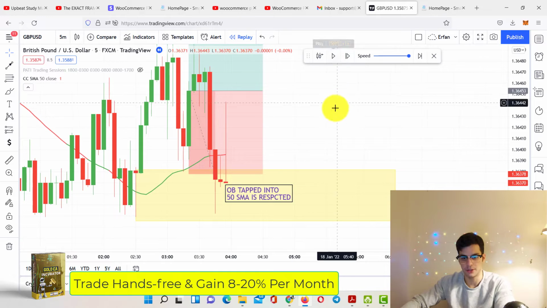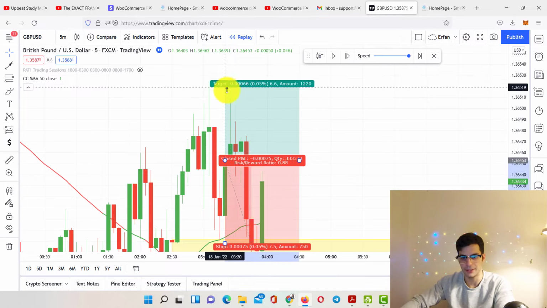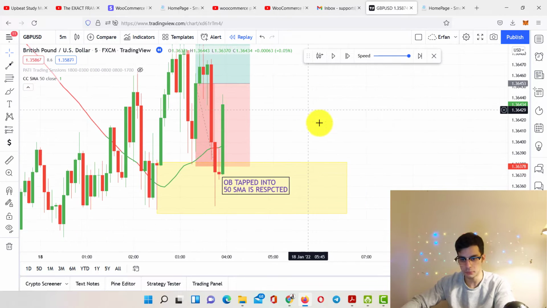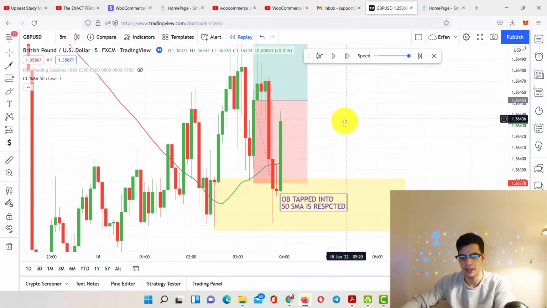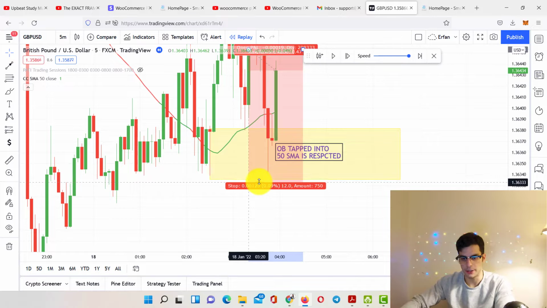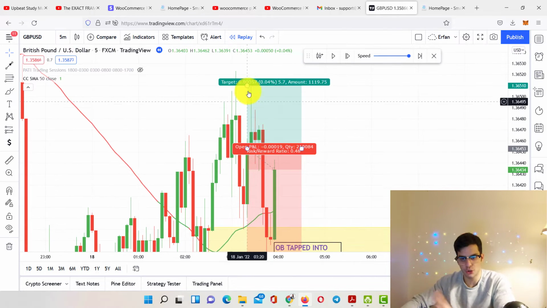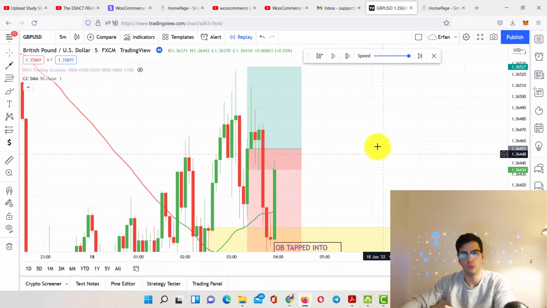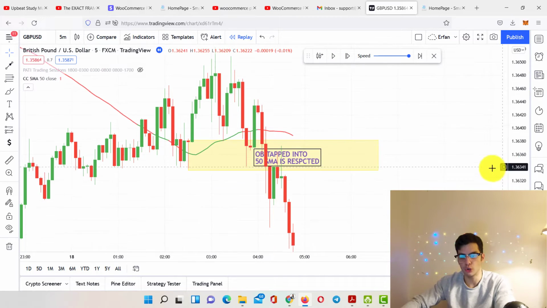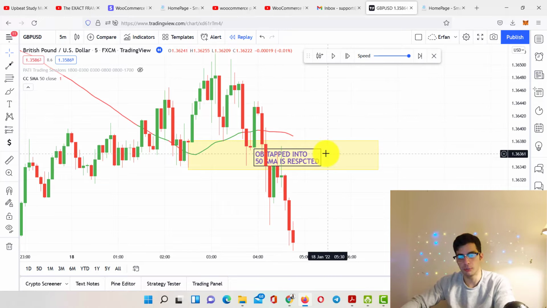I'm just giving you an example that it probably hits a 1-to-1 trade. I always take a 1-to-1 trade, and then it actually hit the stop loss here. But if I put my TP here, it doesn't matter. I just want to show you how you can take a 1-to-1 trade. This is all I want to show you, how we can get a 1-to-1 trade using order blocks and 50 SMA.